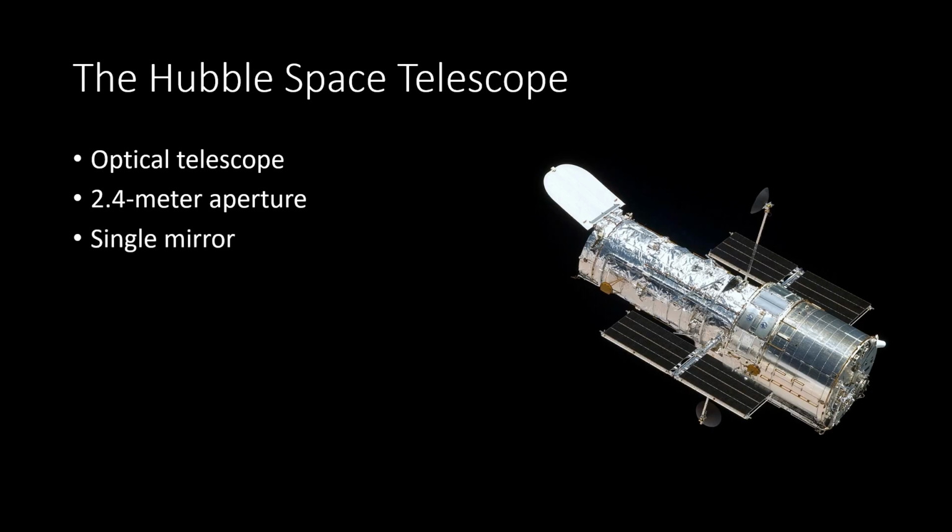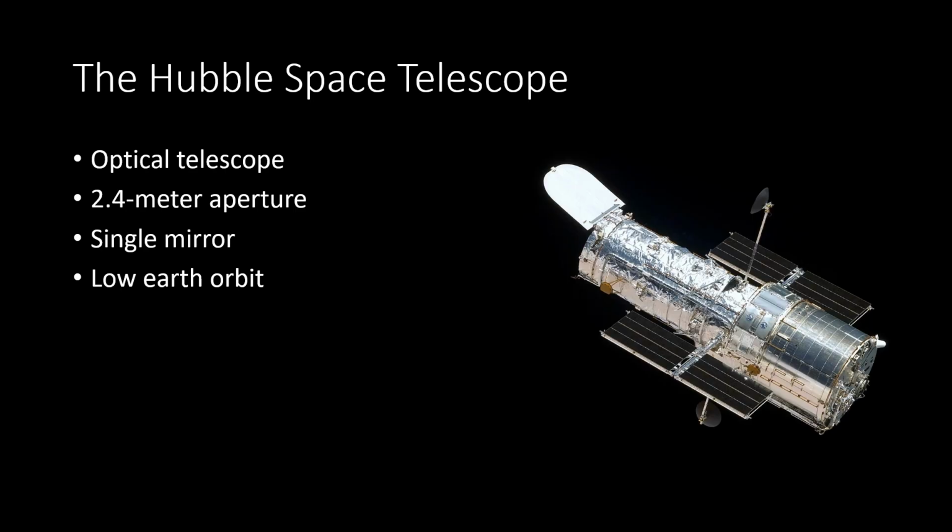Also, it has a single mirror, a single piece of glass for that large aperture telescope. By the way, 100 years ago, that would have been the largest telescope on Earth. But it's kind of puny by today's standards. We have a couple of 10-meter telescopes. Those are 33 feet across, but they're ground-based at that point.